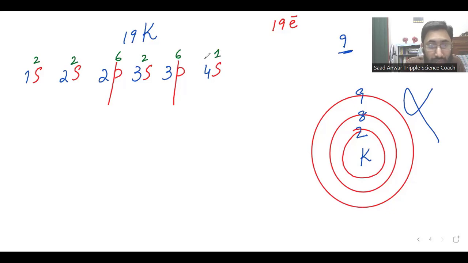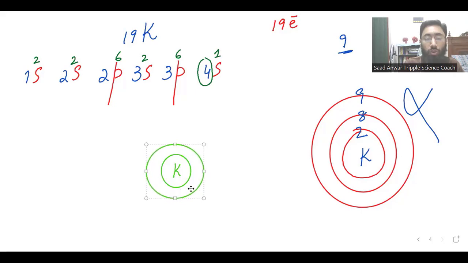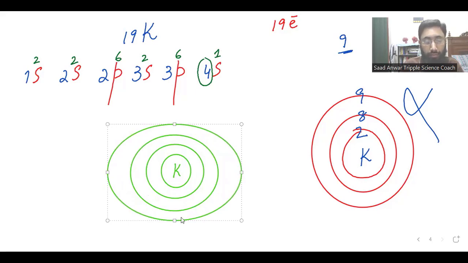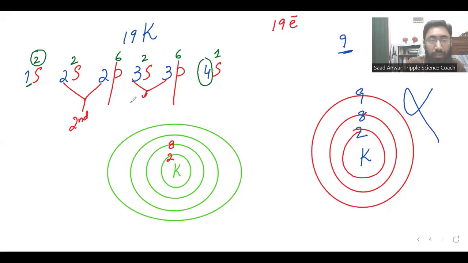Now this 4 is giving me an idea. Listen, guys, this 4 is giving me an idea. This 4 is informing me that for potassium, I must draw 4 shells. 1, 2, 3, 4. So in the first shell, I will put 2 electrons. These 2 subshells make the second shell, I will put 8 electrons. This 3 makes the third shell.